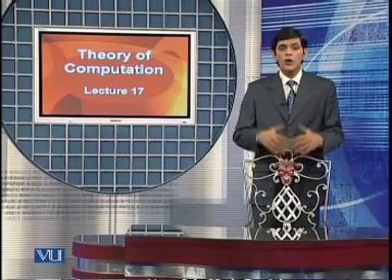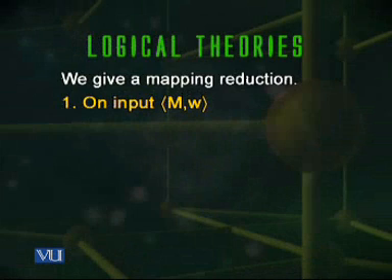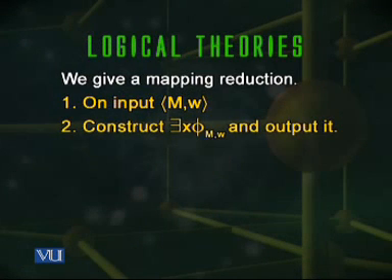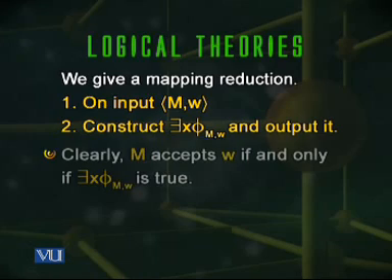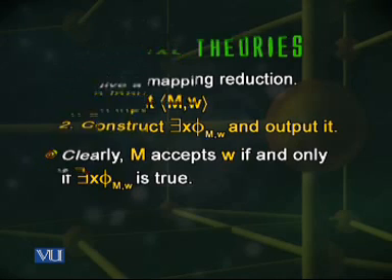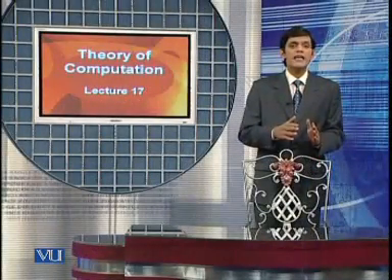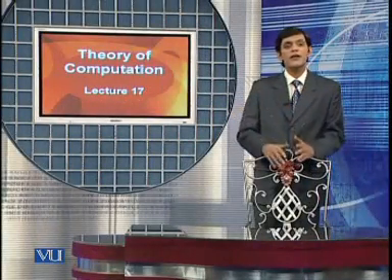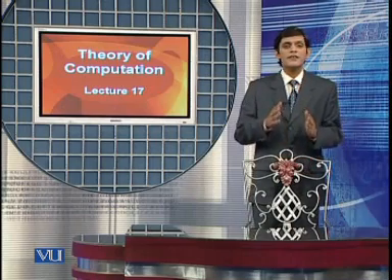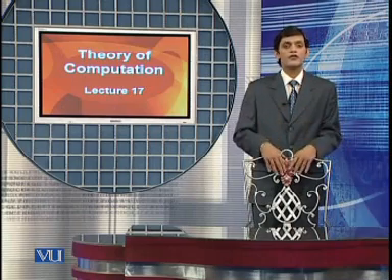In order to do that, we give a mapping reduction which is given as follows. On input M comma W, construct this sentence which is guaranteed by the previous theorem. There exists x phi sub M comma W, and output it. Clearly, the previous theorem says that M accepts W if and only if this sentence is true. Thus, M accepts W, which means that the pair M comma W is in ATM if and only if this sentence is in the theory, because this theory contains all sentences which are true.